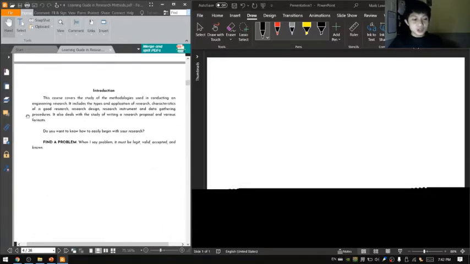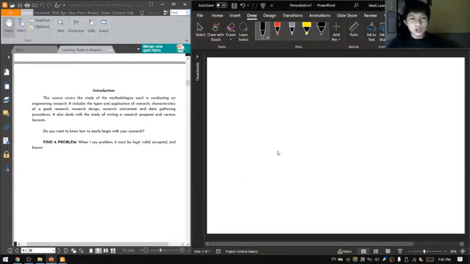So this course, which is research, covers the study of the methodologies used in conducting engineering research. Again, specifically engineering research. So you might be wondering, if I am only talking about engineering research, do you mean, sir, there are other kinds of research? Well, yes, there are many kinds of research.